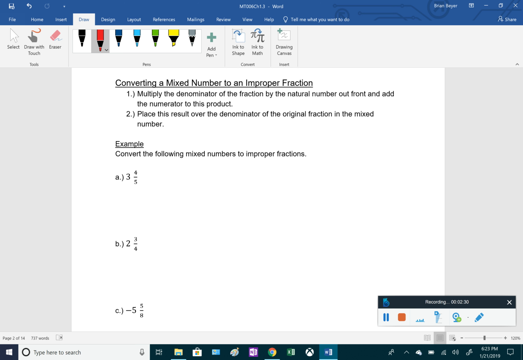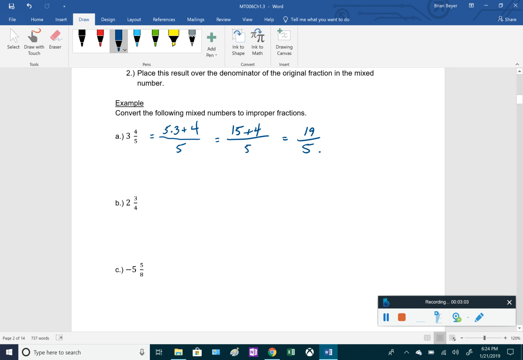So for example, if we have 3 and 4/5, what we're going to do is multiply the denominator by the natural number out front. So 5 times 3, we're going to add it to the numerator, and place it over the original denominator. So that's going to be 15 plus 4 all over 5, which is 19 over 5. So 3 and 4/5 is the same thing as 19 over 5, or 19/5.